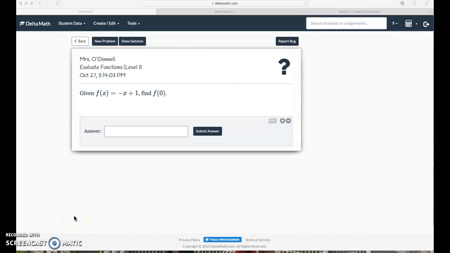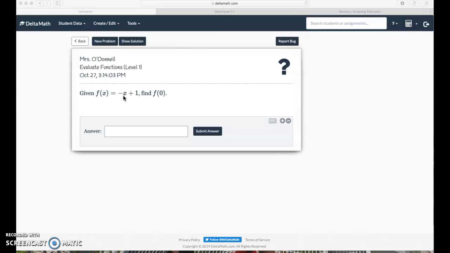Evaluate functions level 1. All right, so remember we learned our function notation. Our input is x, the variable, and our output is the entire thing, f of x. So instead of having y, now we have f of x. This is a shorthand way of giving us directions. It's telling us to find what the function's output is when your input is 0. That's a fancy way of saying everywhere you see an x, plug in a 0, right?